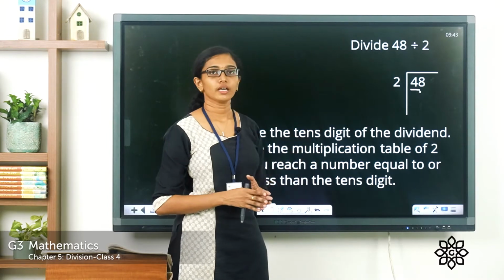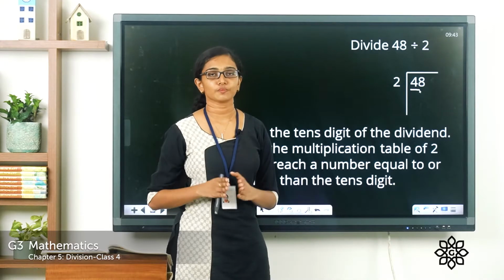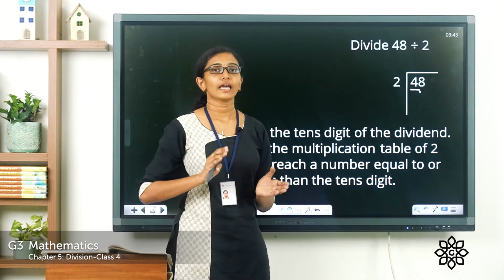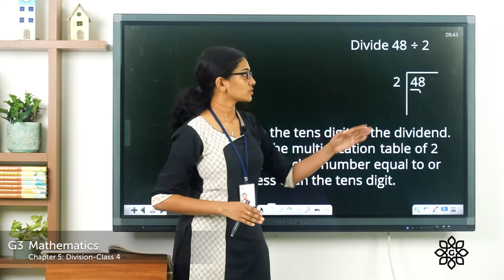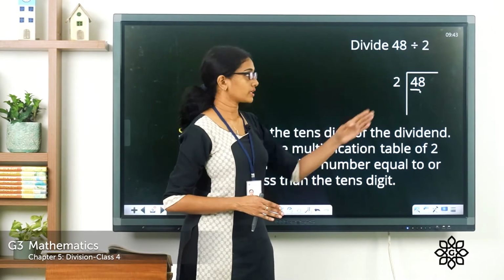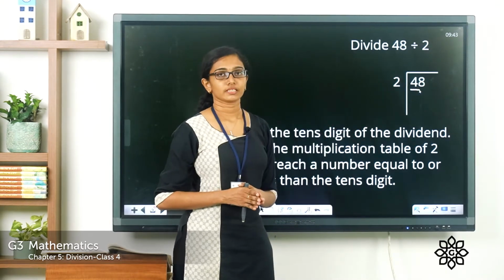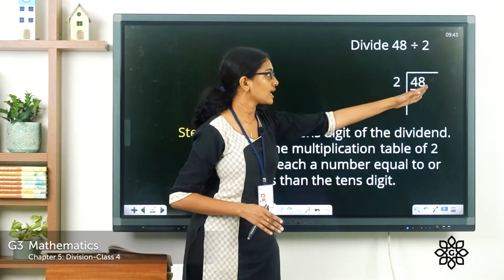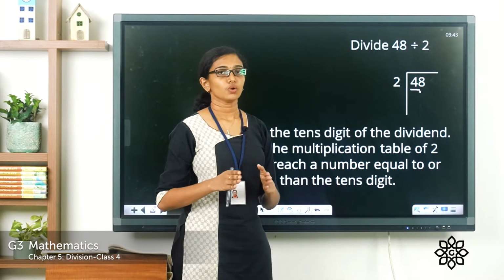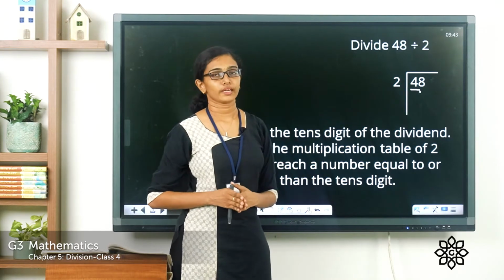But in division, we start the calculation from the digit at the highest place, or the digit at the extreme left end. So here the digit at the highest place is the digit 4, because 4 is in tens place and 8 is in ones place. The lowest place is ones and the highest place is tens. So considering the digit at the highest place, we are taking 4 here.